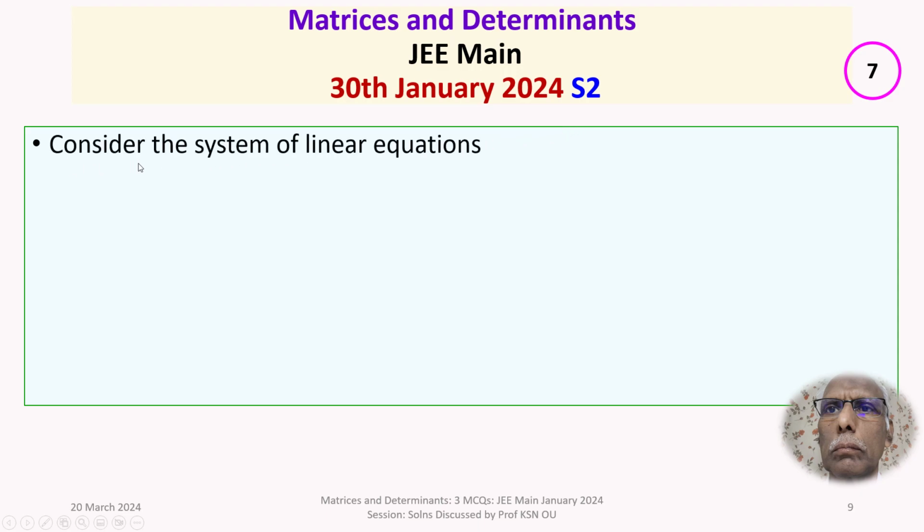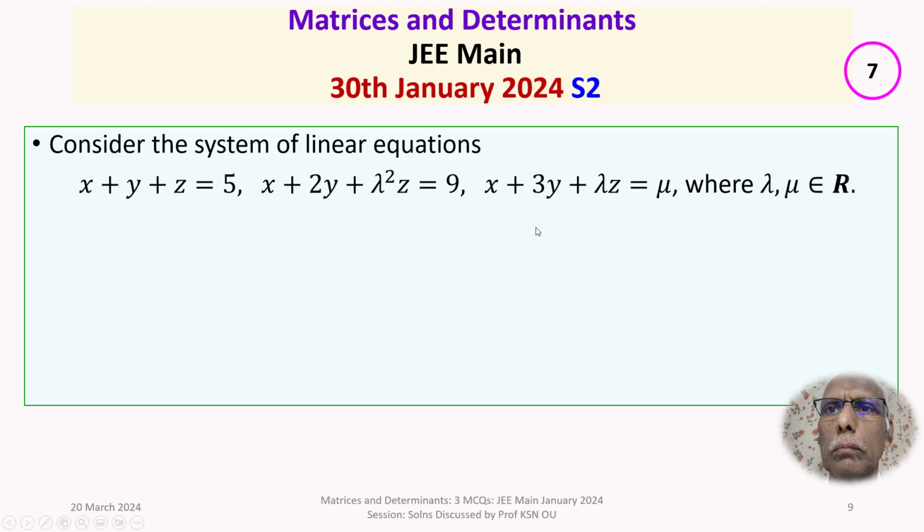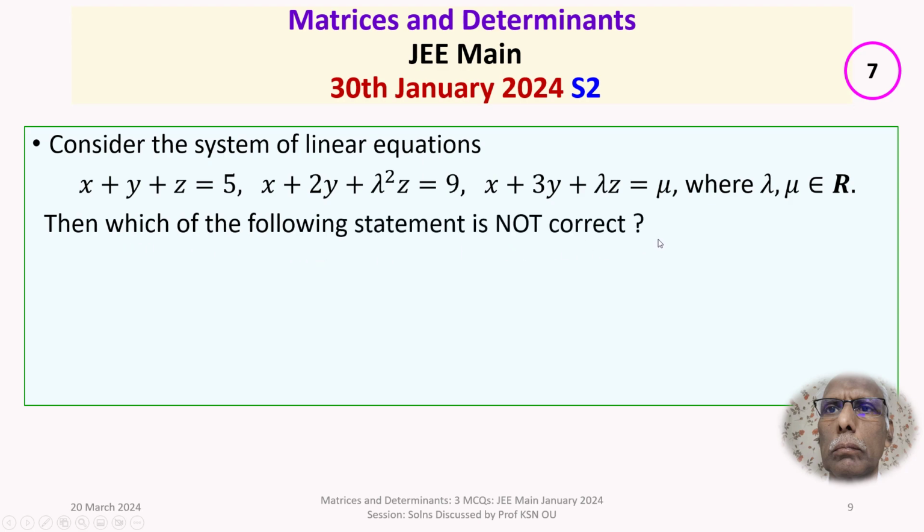The given question is: consider the system of linear equations. These are the 3 equations in 3 unknowns x, y, z involving lambda and mu, where lambda and mu are real numbers. Then which of the following statements is not correct? It's just like the last question. We are given the options.